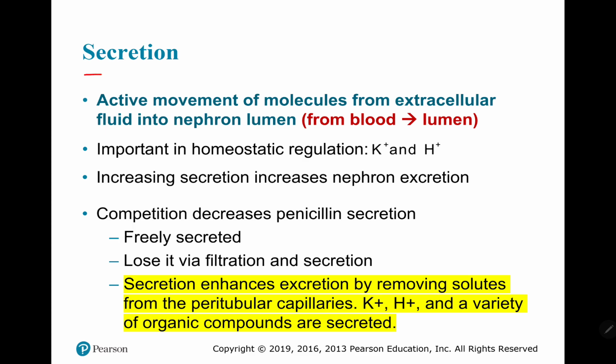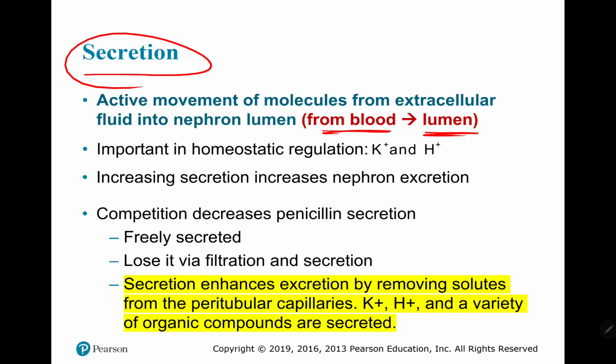So again, secretion, a selective process. We're secreting it from the blood into the lumen, right? So we're secreting it out of the body ultimately. And this is going to be important for homeostatic regulation of potassium and hydrogen ions, for example. And if we increase the amount that is secreted, we can increase the amount that is excreted.